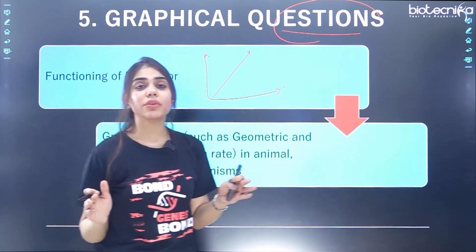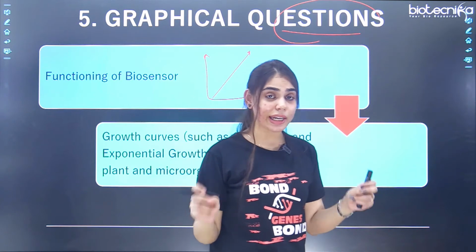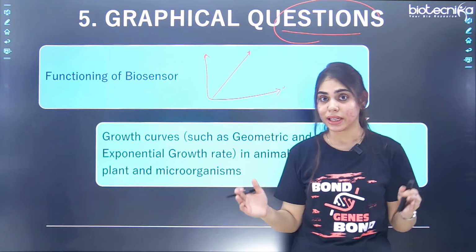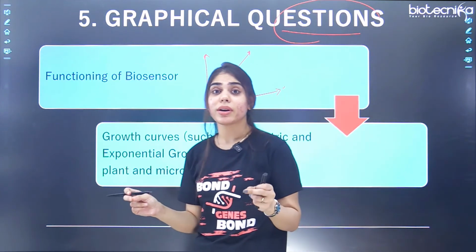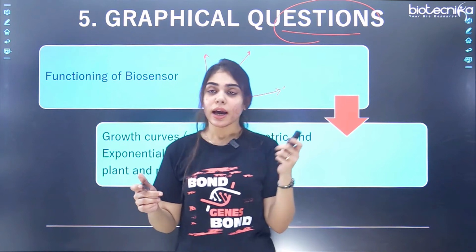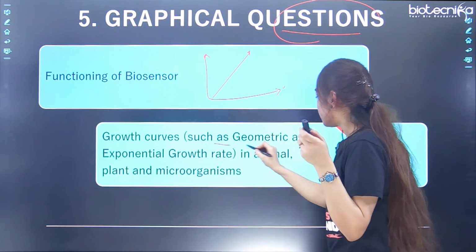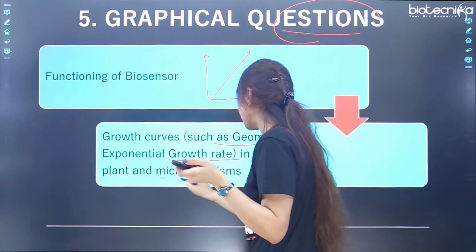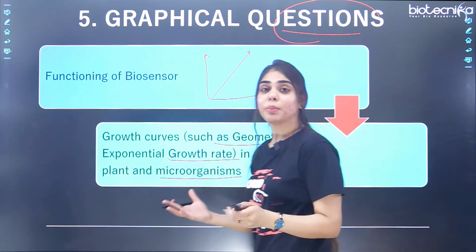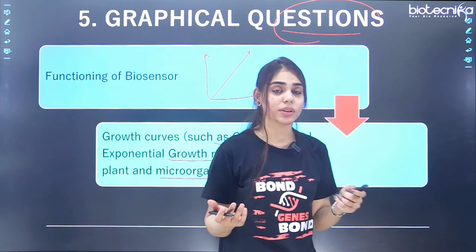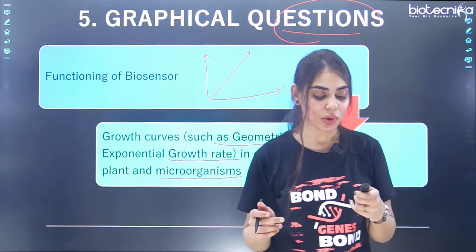While attempting a graph based question, you should be very careful about the x and y axis metrics that are being asked. So here you have to focus on the x and y axis, what is being asked in the examination. Also you can do it for growth curves such as geometric as well as exponential growth rate in plant, animal and microorganism. What are the types of graph that are formed, as exponential as well as logistic growth curve, in animals as well as plants.